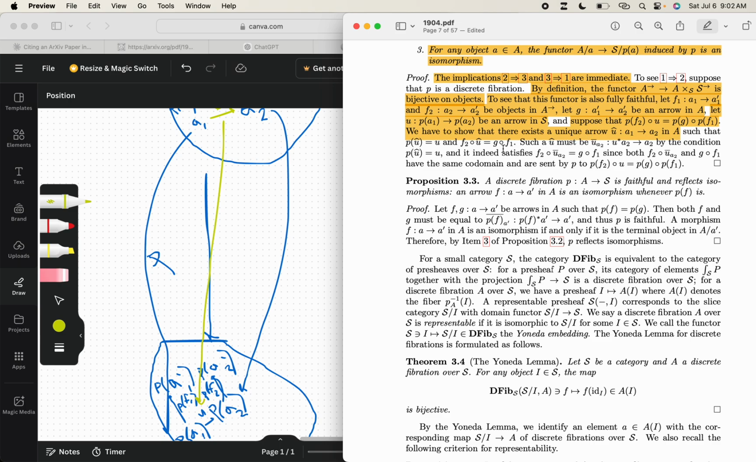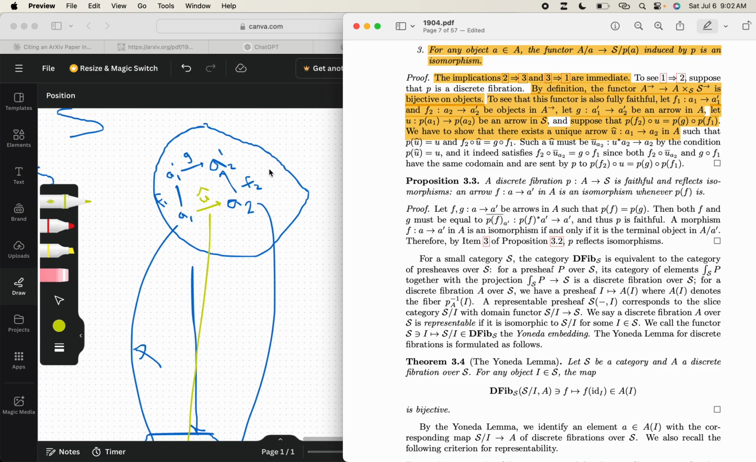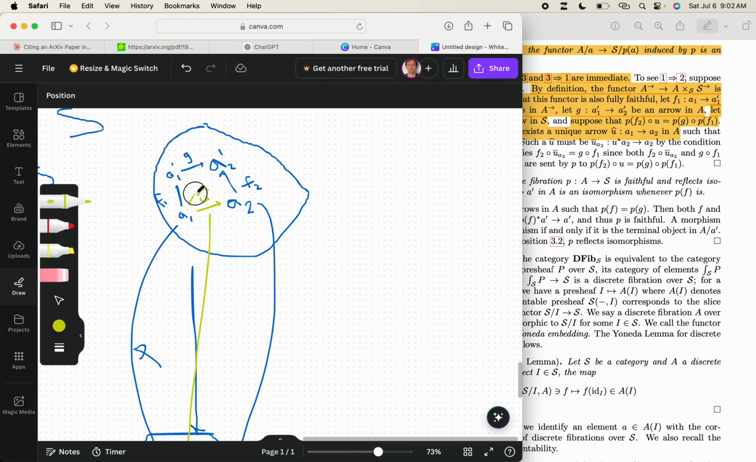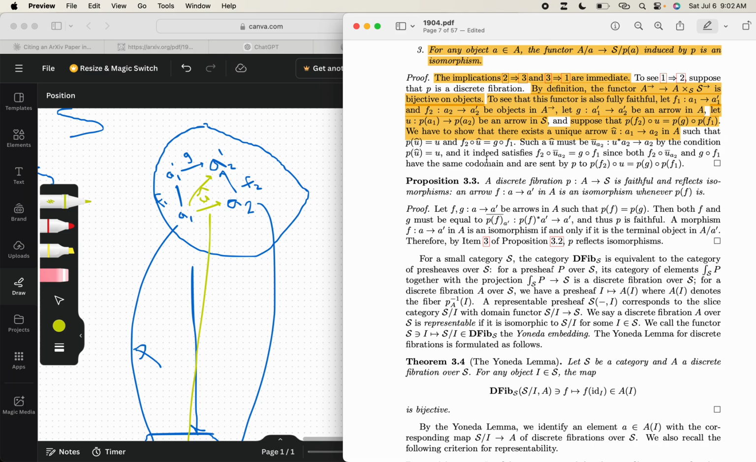And such that F2 composed with U hat is equal to G composed with F1. So we want to put an arrow in here, and then I think you can say that arrow would induce a unique arrow here or something. Such a U hat must be U bar, which is the notation for a discrete fibration, I think.